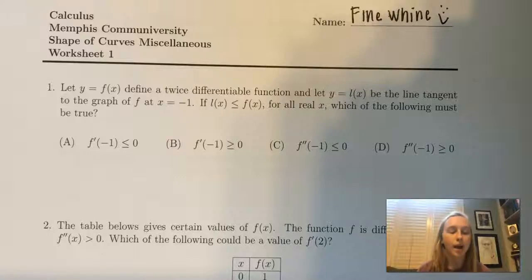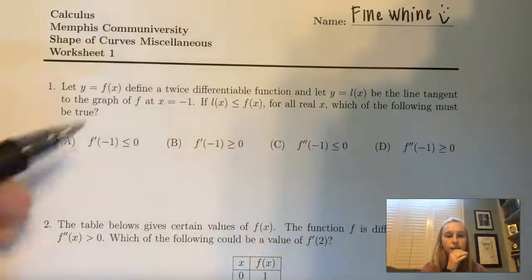Okay, so anyway, back to number one. Number one is really asking about the relationship between a tangent line, which is L of x, and the actual function, which is f of x. So in this instance, you're looking for a case where the tangent line, L of x, is less than or equal to the function, f of x.